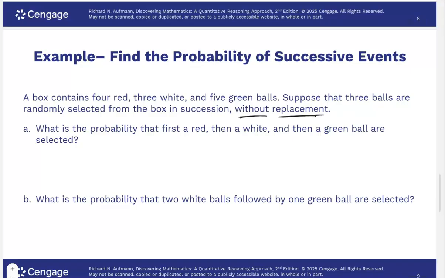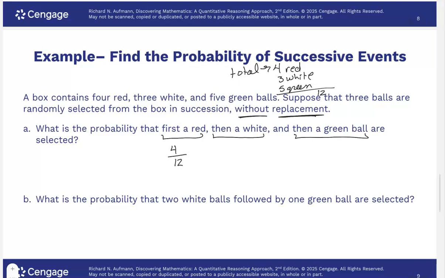We're going to use a more intuitive approach first to do this. So we want to find the probability that the first is a red, and then we get a white, and then we get a green. So how many balls do we have total? Well, we have 4 red, 3 white, and 5 green. And that's a total of 12. So we want the probability the first one is a red. There are 4 reds out of the 12.